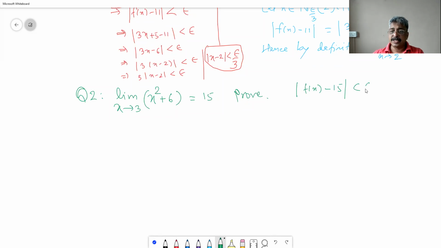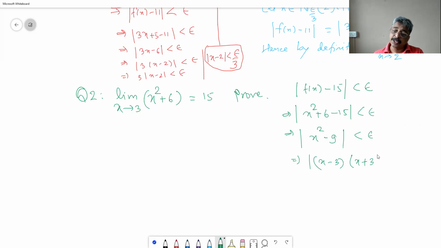We want it to be less than epsilon. Epsilon is given to us. This is x square plus 6 minus 15 should be less than epsilon. That is what we want. That means it is x square minus 9 should be less than epsilon. That means it is x minus 3 into x plus 3 should be less than epsilon.